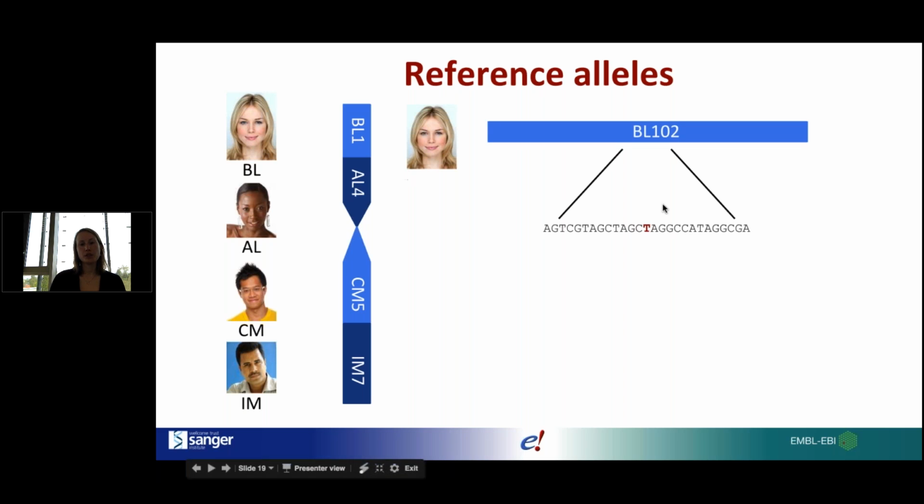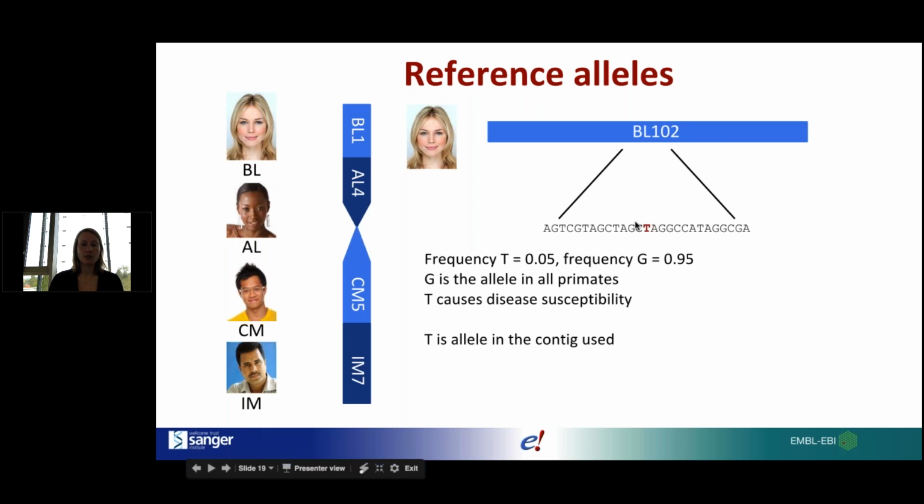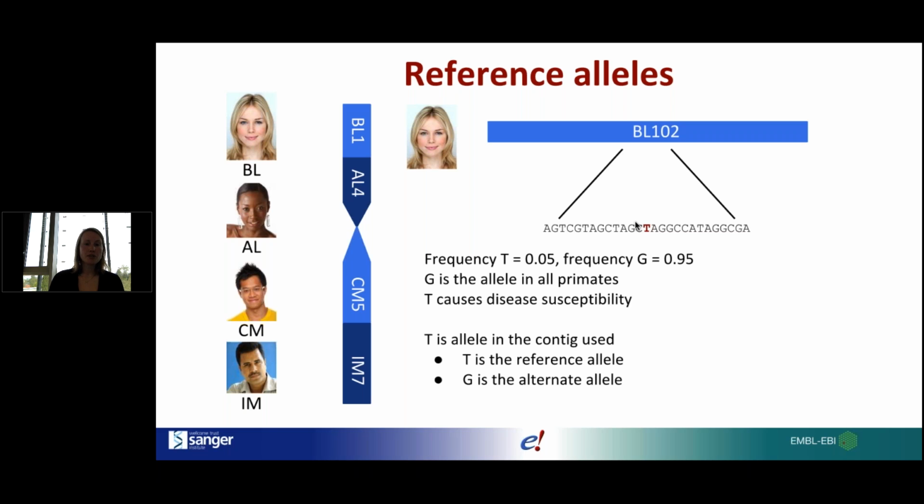If we look at a run of sequence in one contig, let's say we have a T at this position. Let's say that actually in the population as a whole, T is relatively uncommon. And let's say that actually all primates have a G, which is also the more common allele in the human population. And let's say that, in fact, T is a disease-causing allele. Even so, because T is the allele in the contig in the reference genome, it's referred to as the reference allele, and G is the alternate allele. So the alleles will be written T/G. They'll be described as reference/alternate. The reference allele doesn't have any bearing on whether it's normal in the population, if normal is really an appropriate term to use in this context.